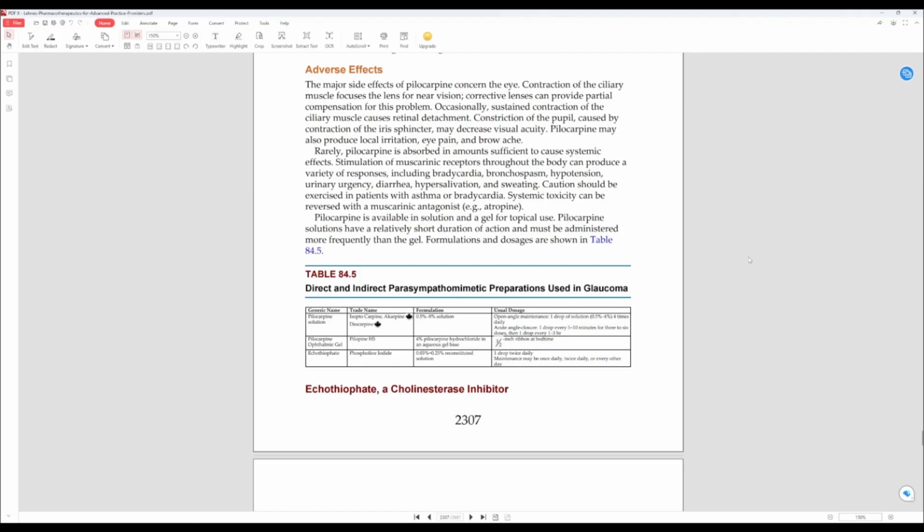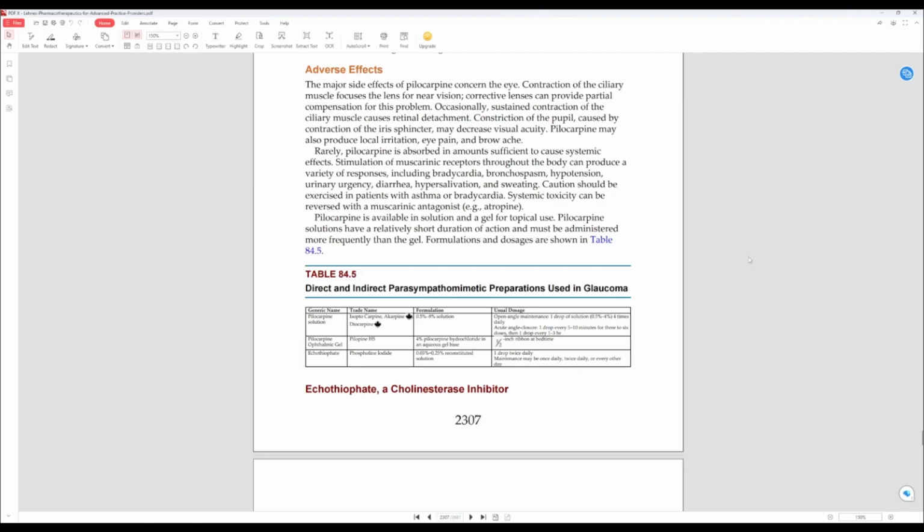Stimulation of the muscarinic receptors throughout the body can produce a variety of responses, which would include bradycardia, bronchospasm, hypotension, urinary urgency, diarrhea, hypersalivation, and sweating. Caution should be exercised in patients with asthma or bradycardia. Systemic toxicity can be reversed with a muscarinic antagonist, which would be atropine.